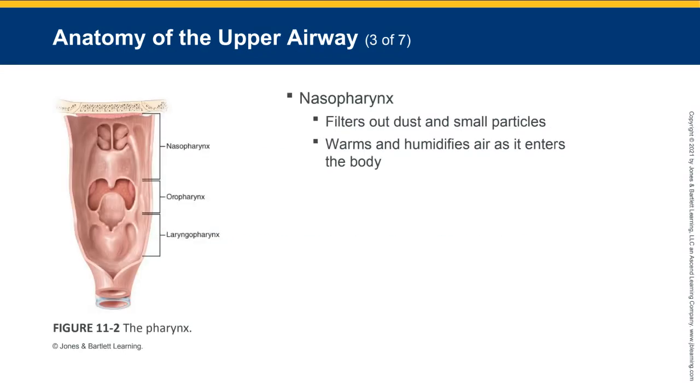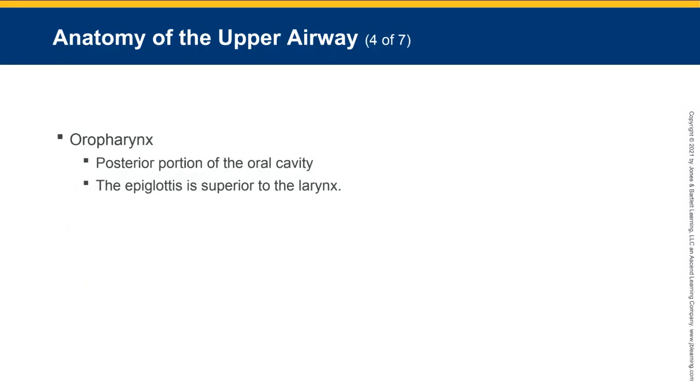Now, looking specifically at the nasopharynx, it filters out dust and small particles. It warms and humidifies air as it enters the body. And this function is better with the nasopharynx than the oropharynx. The oropharynx is a posterior portion of the oral cavity. The epiglottis, which is a cartilaginous leaf-shaped structure, is superior to the larynx, and the purpose of the epiglottis is to prevent anything that is not air from entering the trachea.